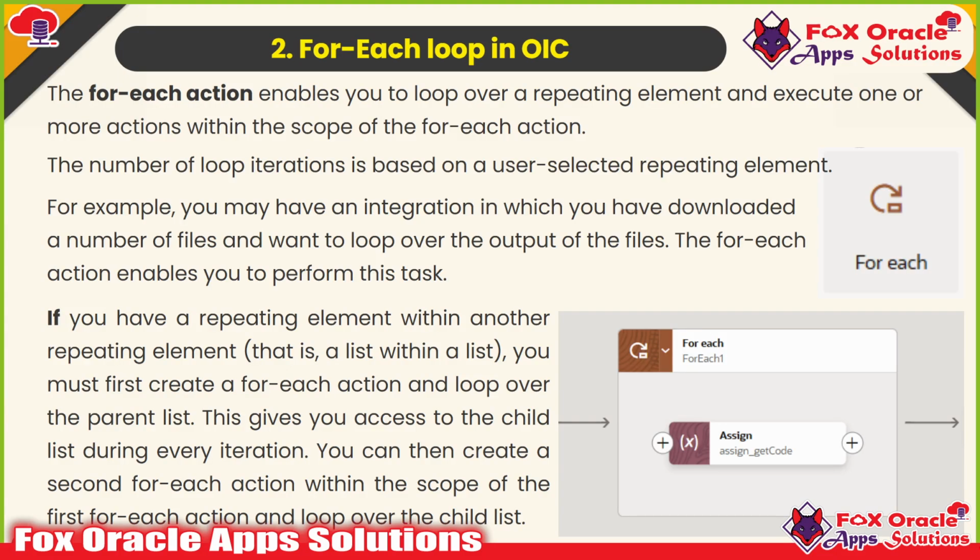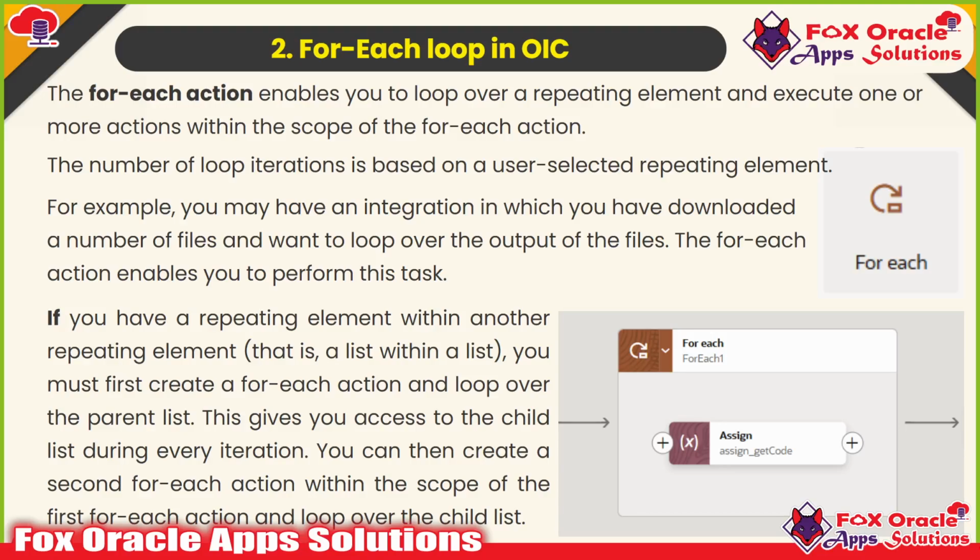First we will talk about the for each loop. This for each loop is quite simple, where we are just adding the for each loop in our integrations. For your information, for each is an action in OIC, and we are using the for each loop to iterate over the repeating element. That repeating element can be coming from a request payload, or it can be coming from the response of an API. We are going to learn in this session how we can achieve that.